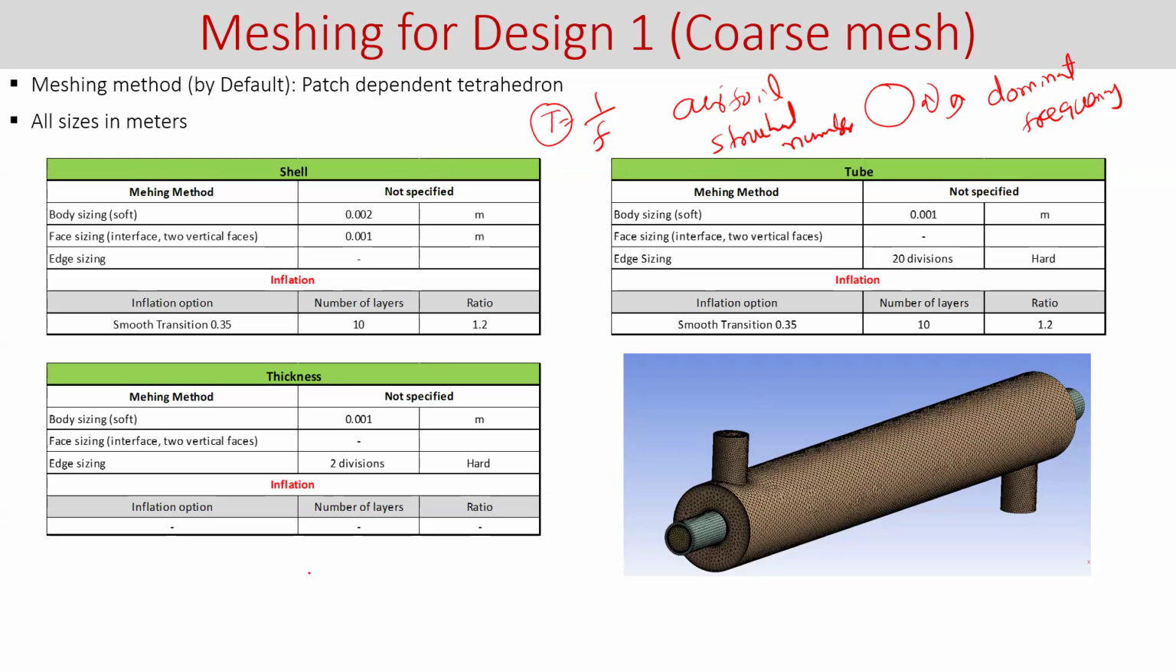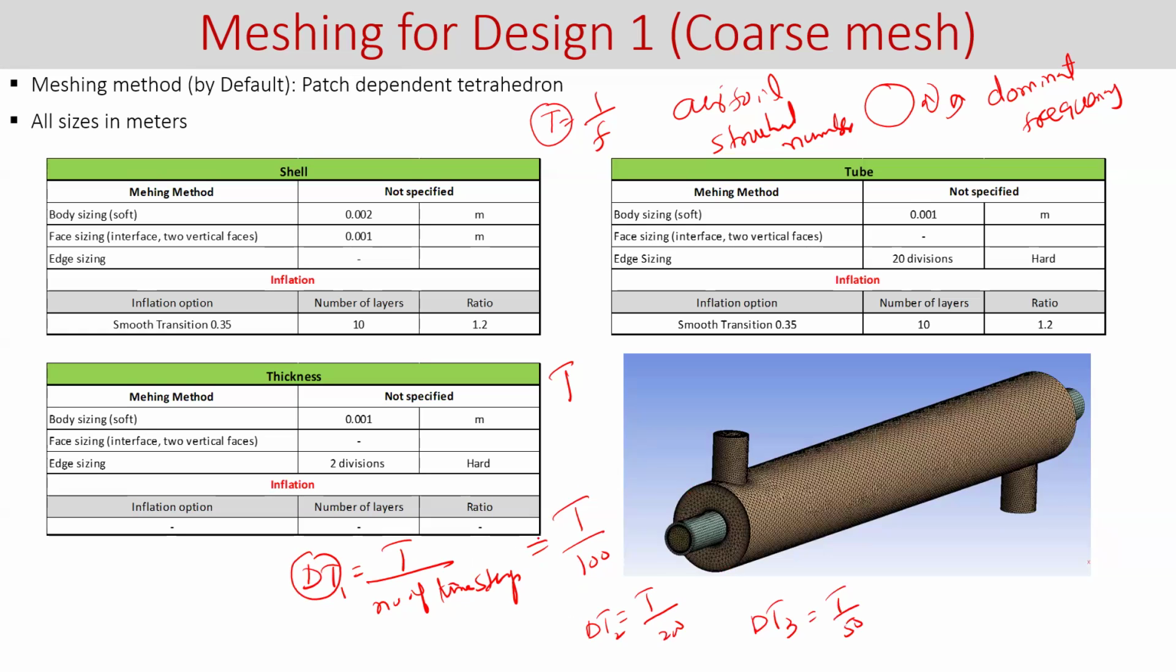For example, if you get the total time, you can find delta T by dividing the total time by the number of time steps. You can start by dividing the time by 100 time steps, and you get the time for each and every time step. In the second case, you can get a second time step by dividing the total time by, maybe, 200. The third time step you can get by dividing the time by 50 time steps.